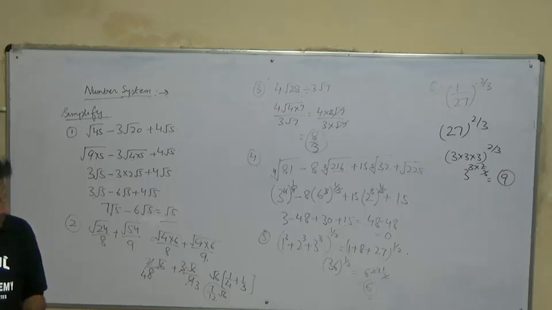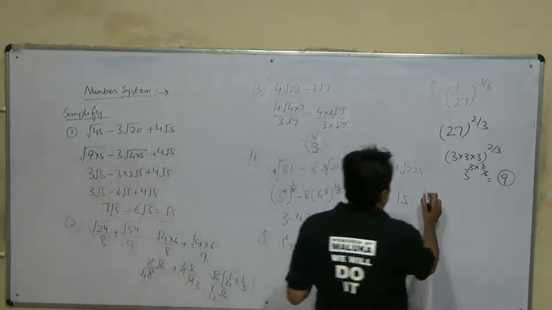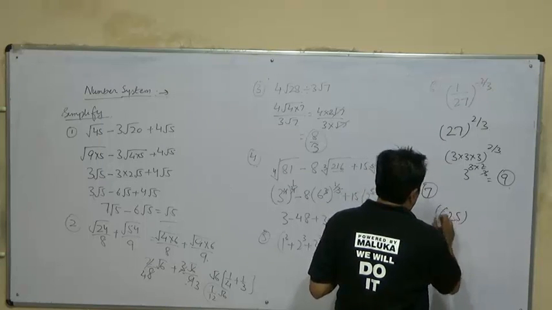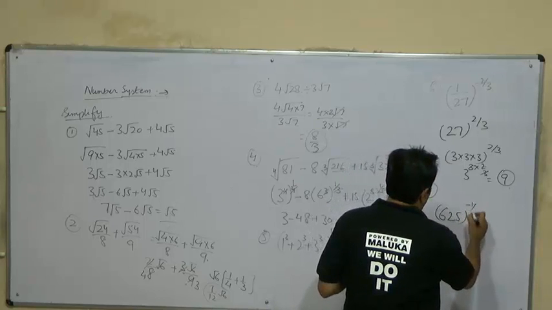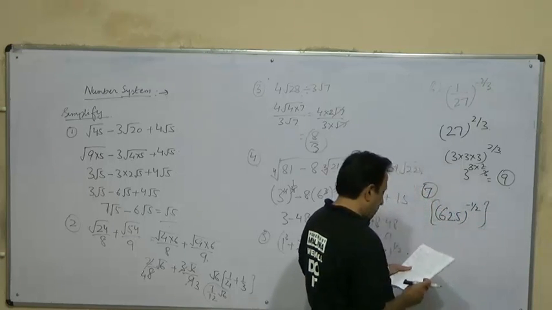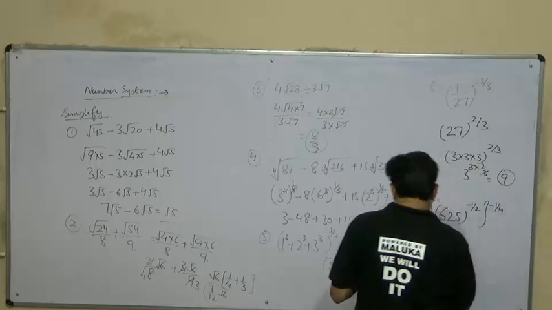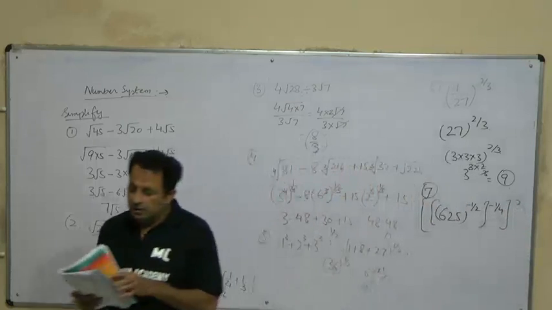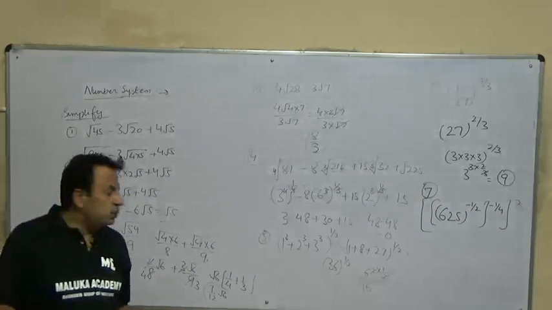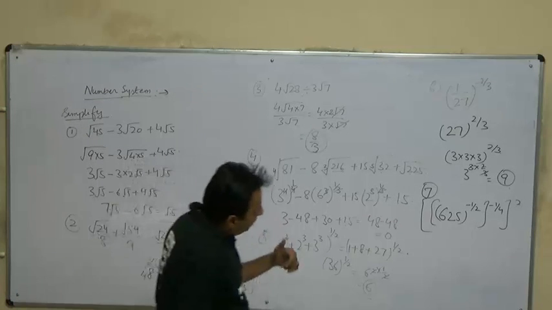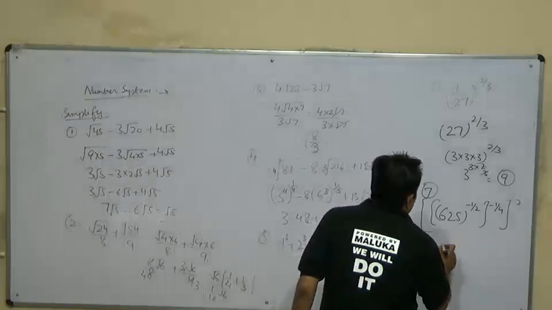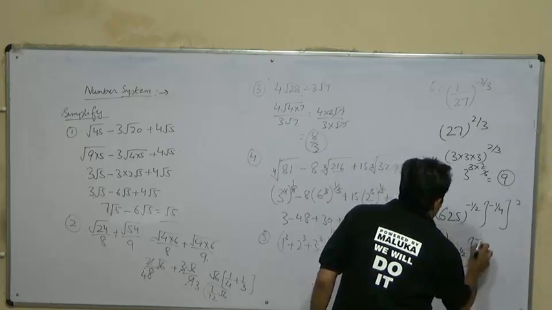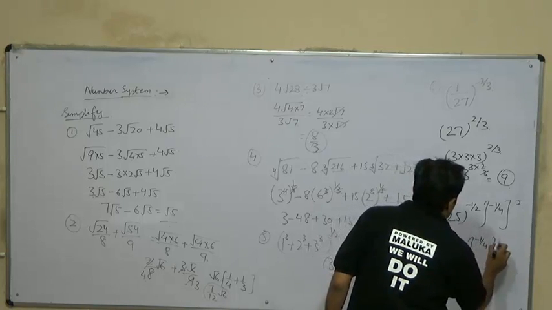Then next, the seventh part is here. This is 625 raised to power minus half, then power minus 1 by 4, then square of it. So we will be solving it. So first of all is 625 raised to power minus 1 by 2. So this can be considered as positive, 1 by 625 raised to power 1 by 2, then power minus 1 by 4, and whole is square.